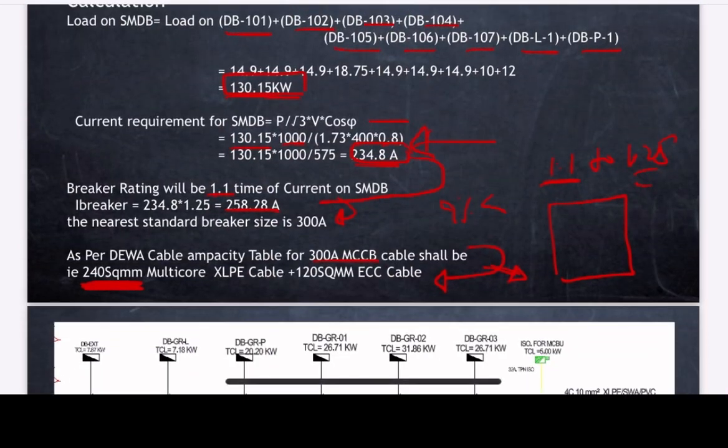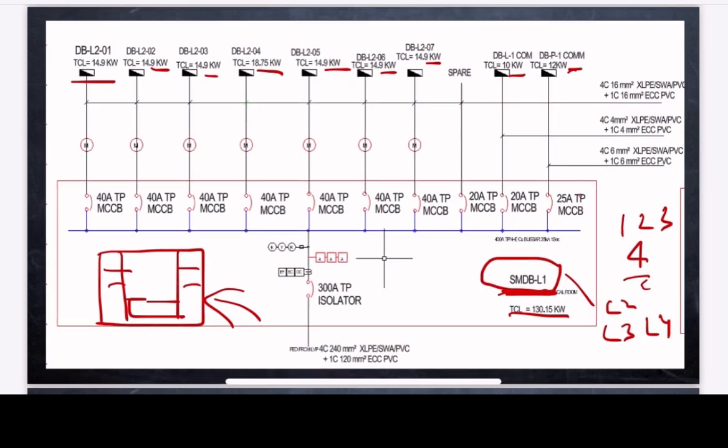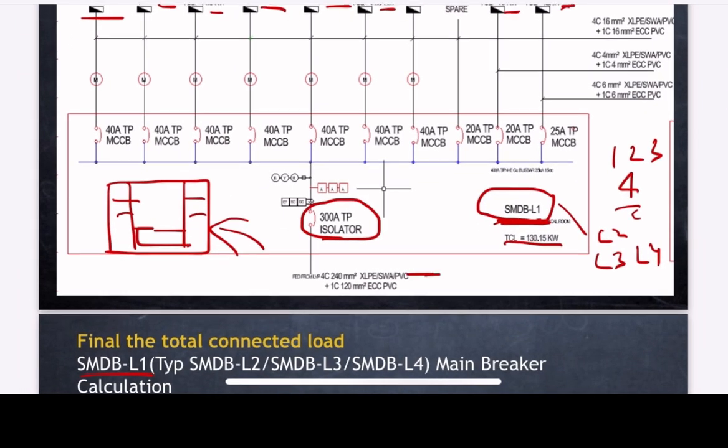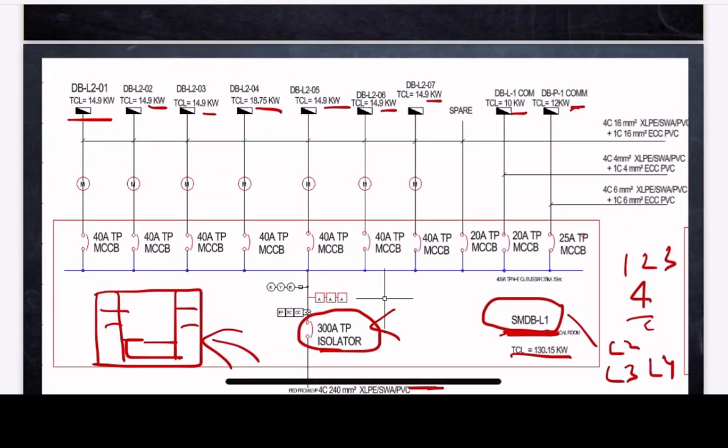So I selected, by considering the voltage drop calculation, a 240 square mm cable, and as we know the earthing cable will be half of the phase cable, so 240 divided by 2, that is 120 square mm cable. Hope you are clear now. So this point I reflected here. The incomer rating of the SMDB L1 is 300 ampere and the cable size is 240 square mm. Okay, and the MCCB rating is 300 ampere. Hope you are clear so far.